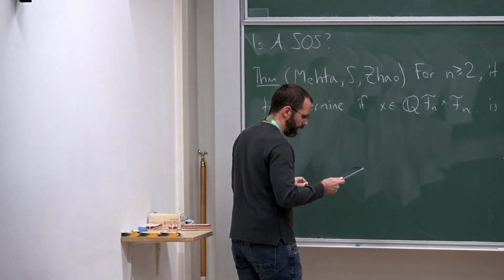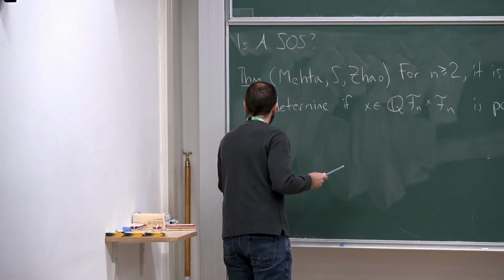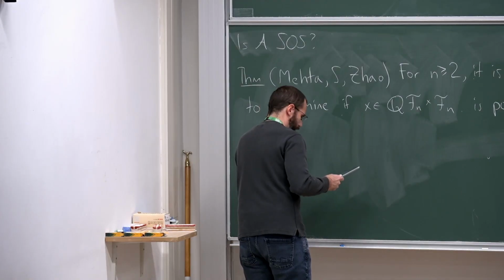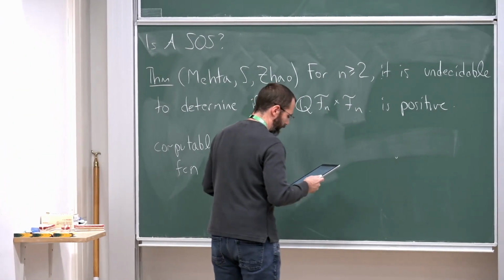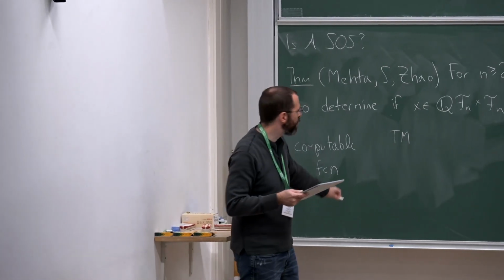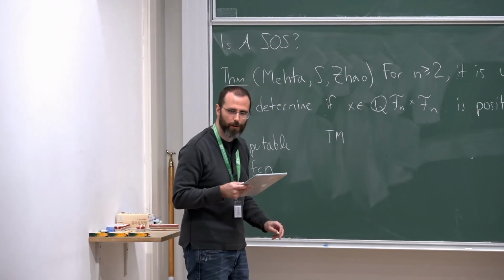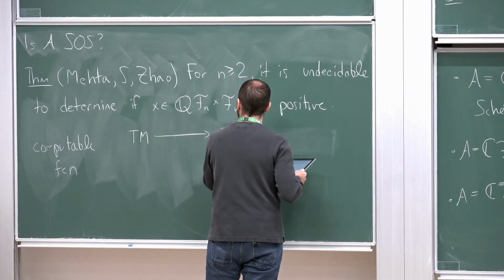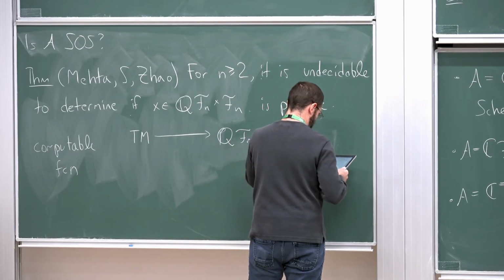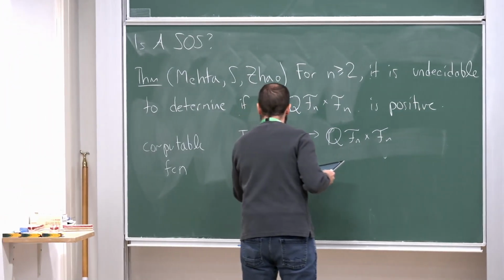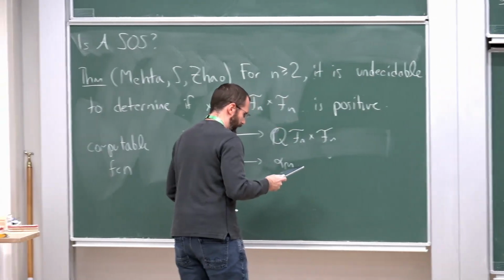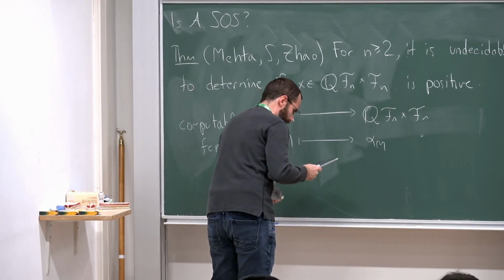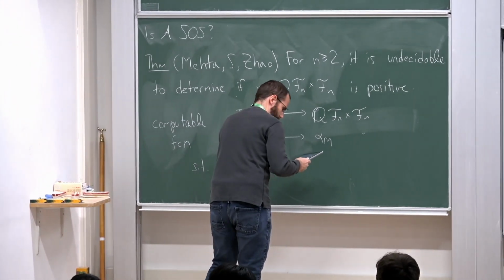In other words, what do I mean specifically by this? We have a computable function which goes from Turing machines, which if you don't know Turing machines, you could think Python programs or something, so instructions that could be run on a computer, to our algebra. It's going to take a machine M and go to some element alpha M, and the property we have here is that alpha M is greater than or equal to 0 if and only if M does not halt.